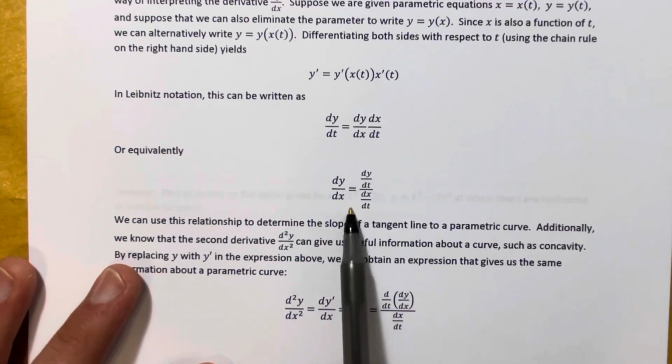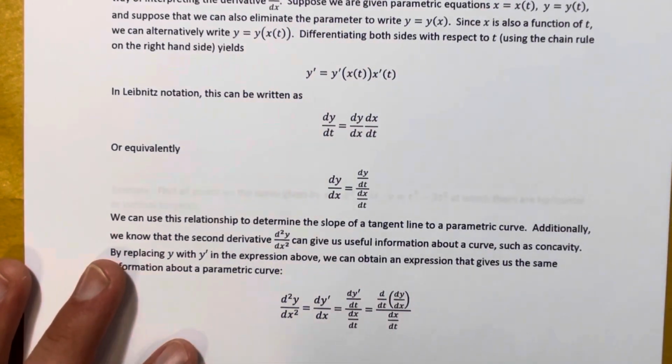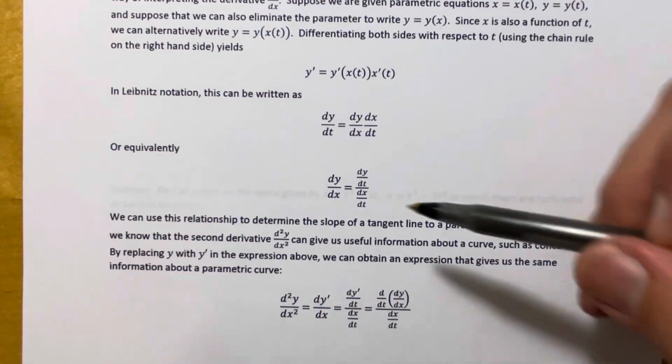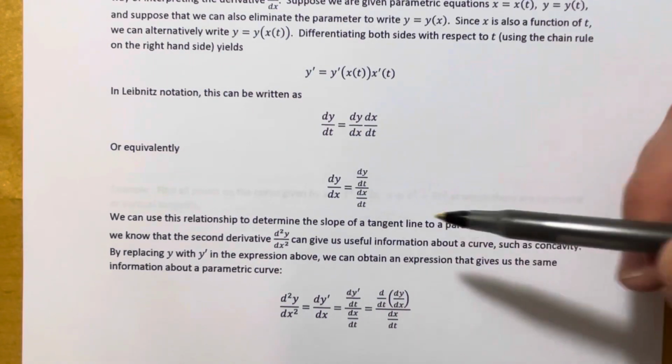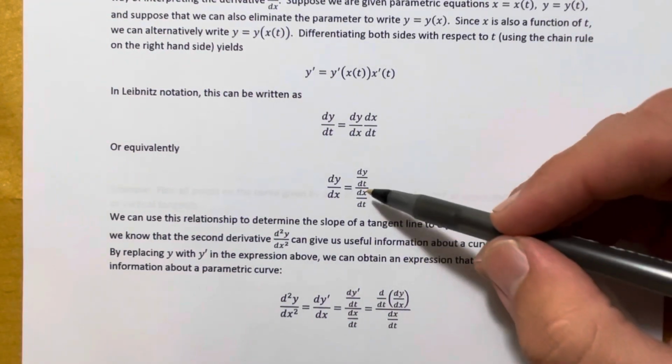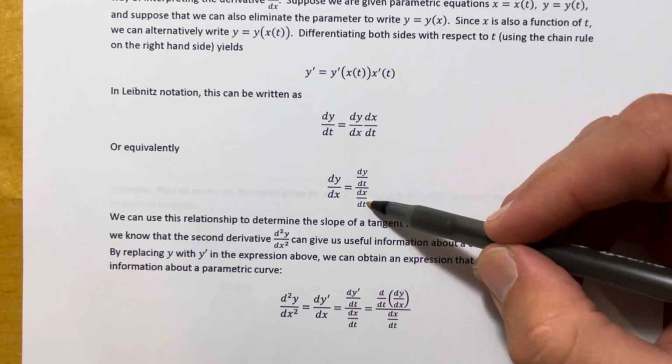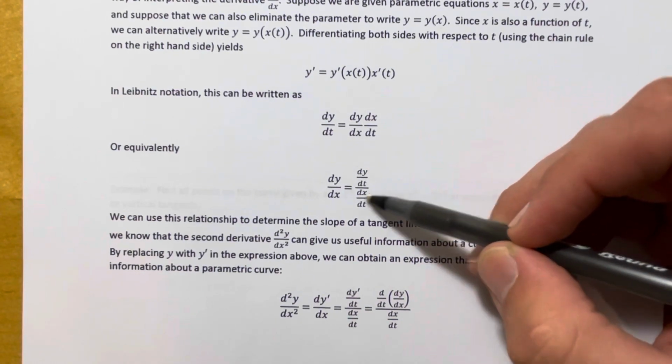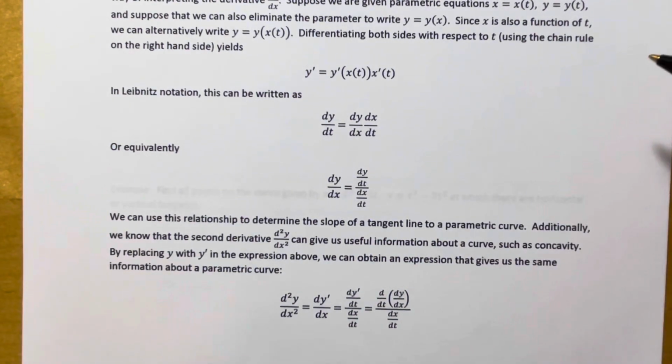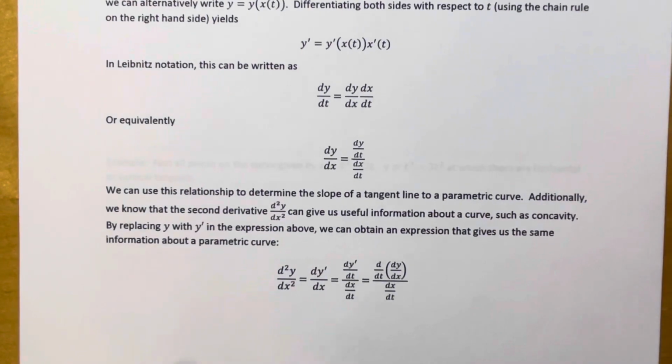And this is what we use to find slopes of tangent lines to parametric curves. Notice if you were to think of the dy dt and the dx dt as if they were fractions, you could cancel the dt's out here, which would leave me with dy over dx, exactly what I see here. So that's a way of remembering this.